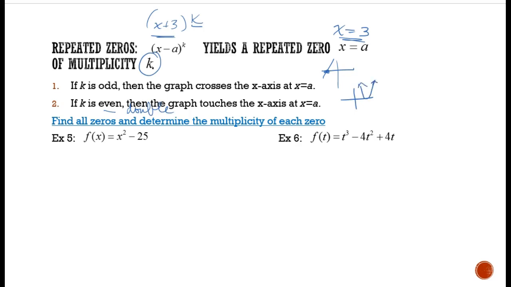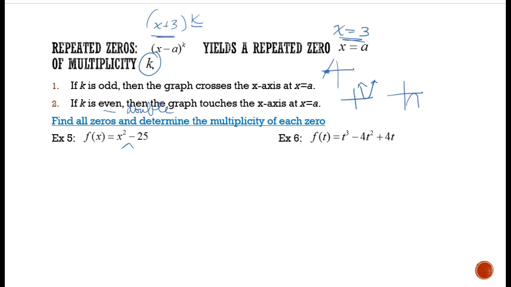Okay? I often call it a bounce more than a touch. But it will touch it. It could touch it from beneath, it could touch it from above, but it just touches it and goes in the opposite direction. So what you're going to do is find the zeros and determine the multiplicity of each zero. So what does that mean? It means factor it first, guys.